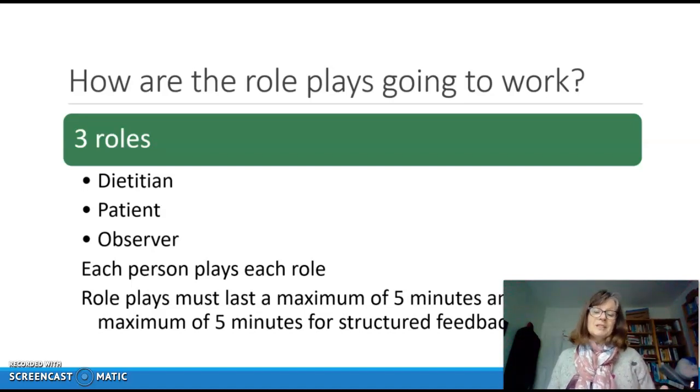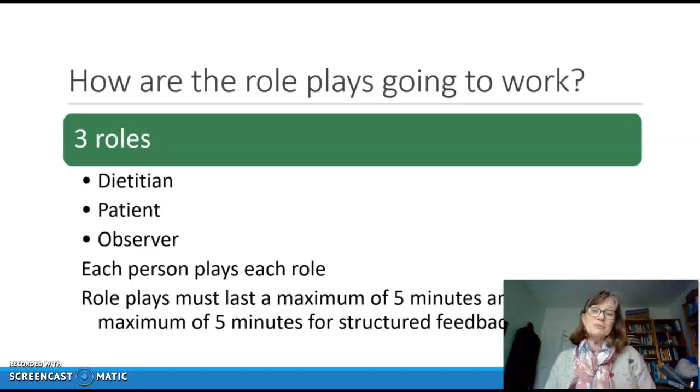The patient helps to give you an idea of what it might be like to be on the receiving end of a dietetic consultation. And as patient, it's really important that you get a balance between being too nice to someone who's probably your friend, or being too difficult. Some people find it quite easy to be a patient. Those of us who like a bit of amateur dramatics don't mind that.